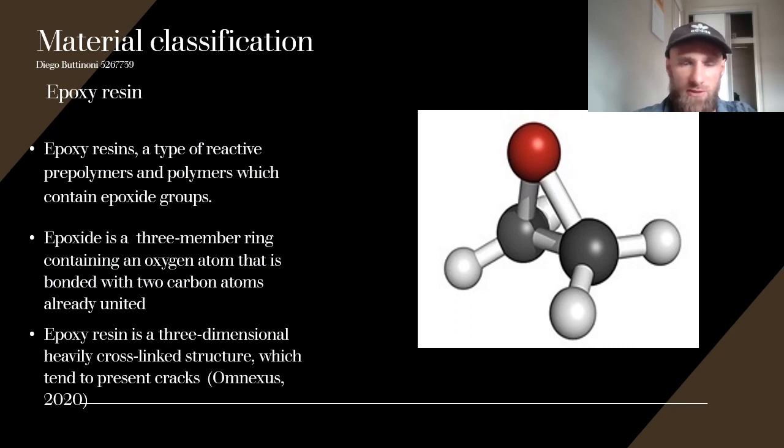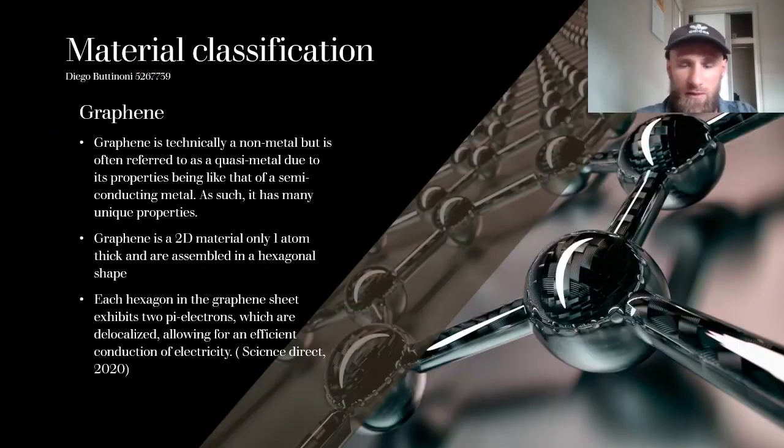For material classification, we can start from the epoxy resin, which is a ring made of one atom of oxygen and two atoms of carbon. It is a three-dimensional cross-linked structure made of pre-polymers and polymers, and usually they tend to have a lot of cracks in it. So for this reason, we combine the epoxy resin with graphene, which is a non-metal, and is always referred to as a quasi-metal because it has unique properties.